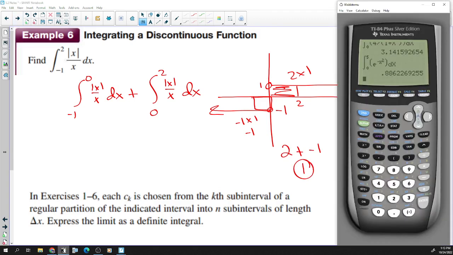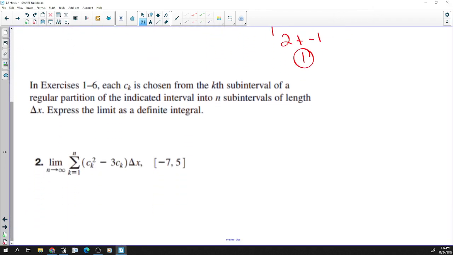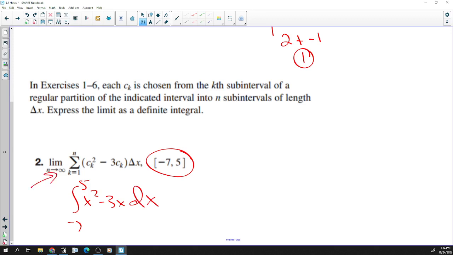Now, your calculator should handle integrating over discontinuities pretty well. So -1 to 2 of absolute value of x divided by x, and we're looking for an answer of 1. And there's a little bit of a rounding error because of that jump discontinuity. It makes it a little tougher for the calculator to handle that. How about some homework? Integral from -7 to 5 of x squared minus 3x dx. Writing that limit as integral notation.